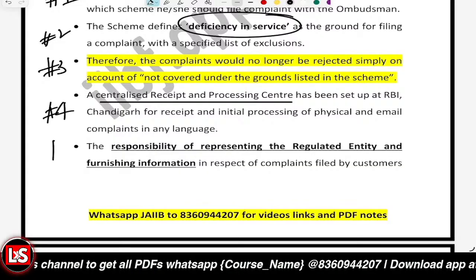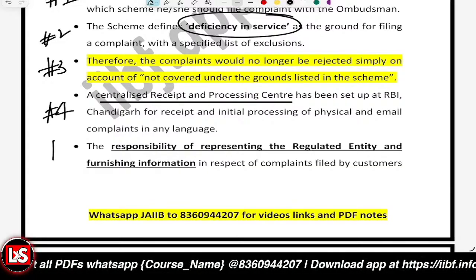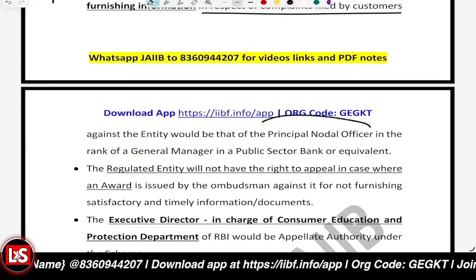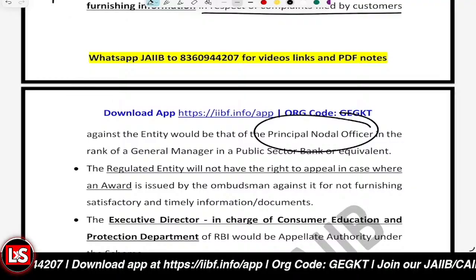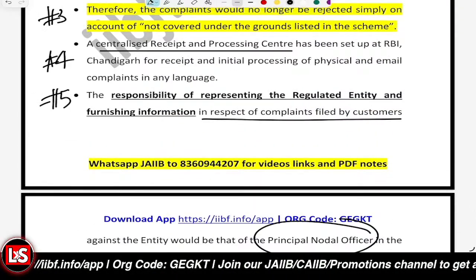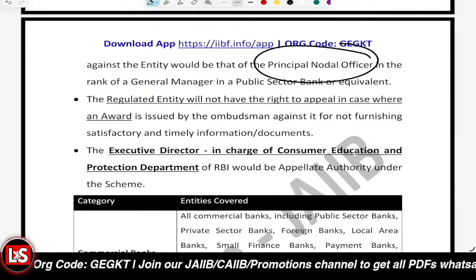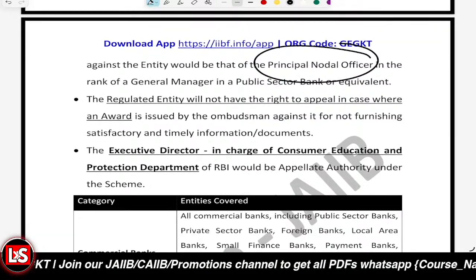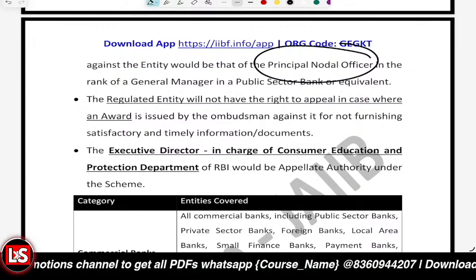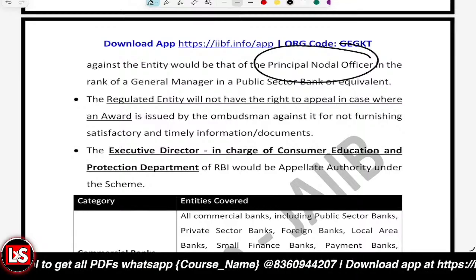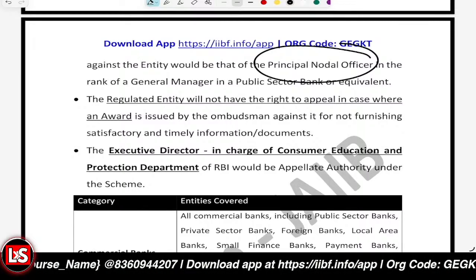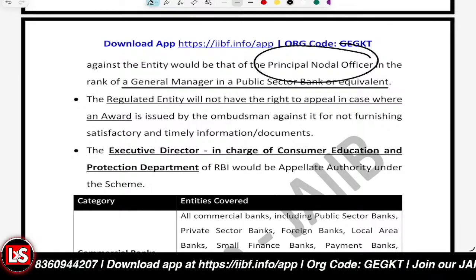The responsibility of representing the regulated entity and furnishing information in respect of complaints filed by customers against the entity lies with the PNO. The PNO's responsibility is complaint handling. So the complaint handling responsibility is with the Principal Nodal Officer. And what would be the rank of the PNO? It will be a general manager in public sector banks or equivalent.